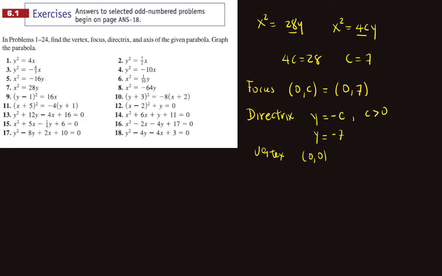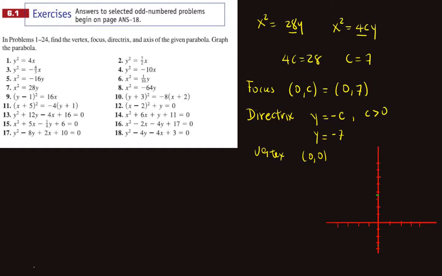Let me go here to the graph. Looking at the Cartesian coordinates, the first thing we have to look at is the directrix, negative 7. This goes by 2s: 2, 4, 6, 8. So negative 7 is around here. And the focus is at 7, so let's go here 2, 4, 6, 8. It's going to be here, the focus.